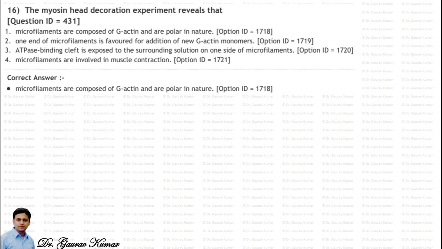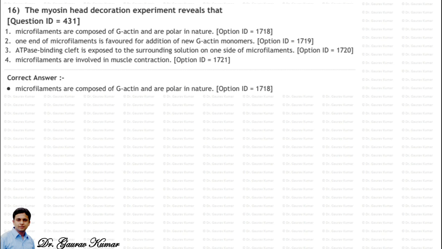This is actually a very tough question because generally the myosin head decoration experiment is not in the course. So you just have to read it from certain good books like The Cell by Alberts, or I guess it is in Cooper also. But the myosin head experiment, if I remember, I have read it in The Cell by Alberts. So yes, you have to read that book if you want to do such types of questions.